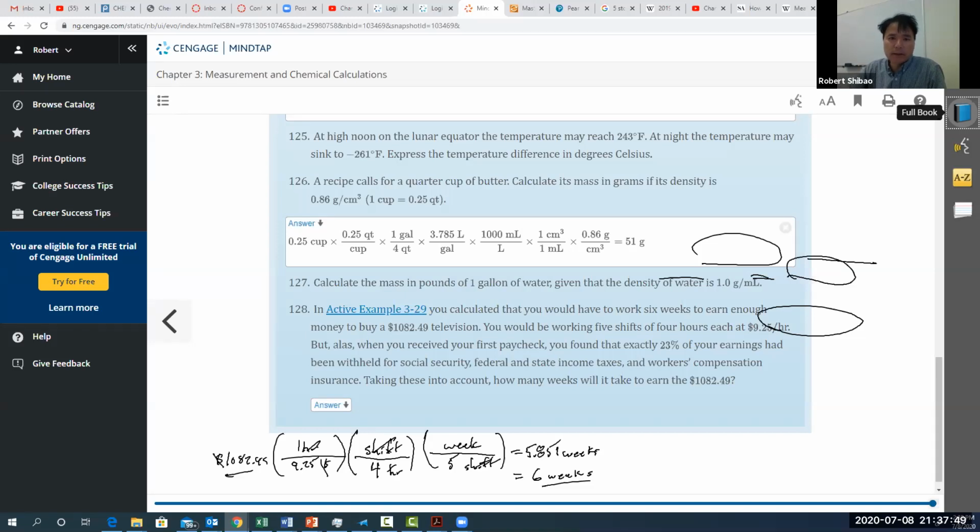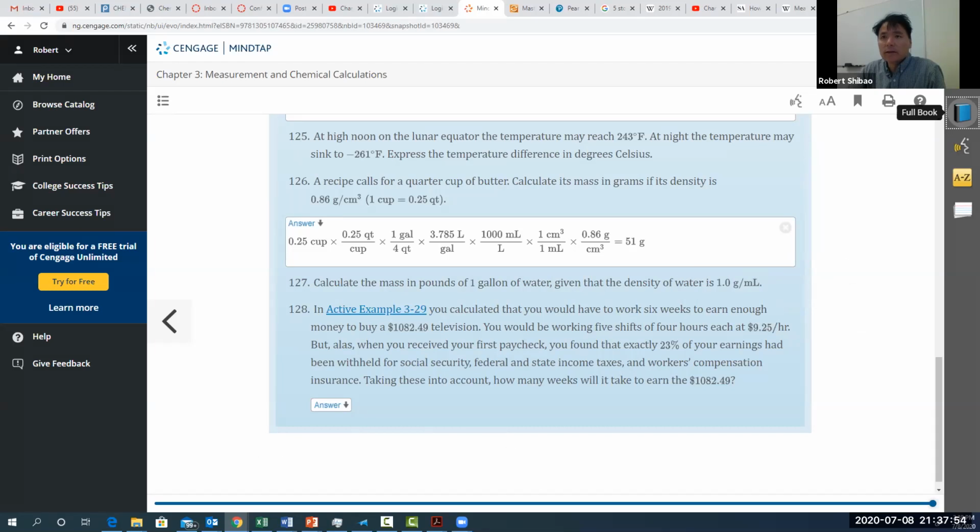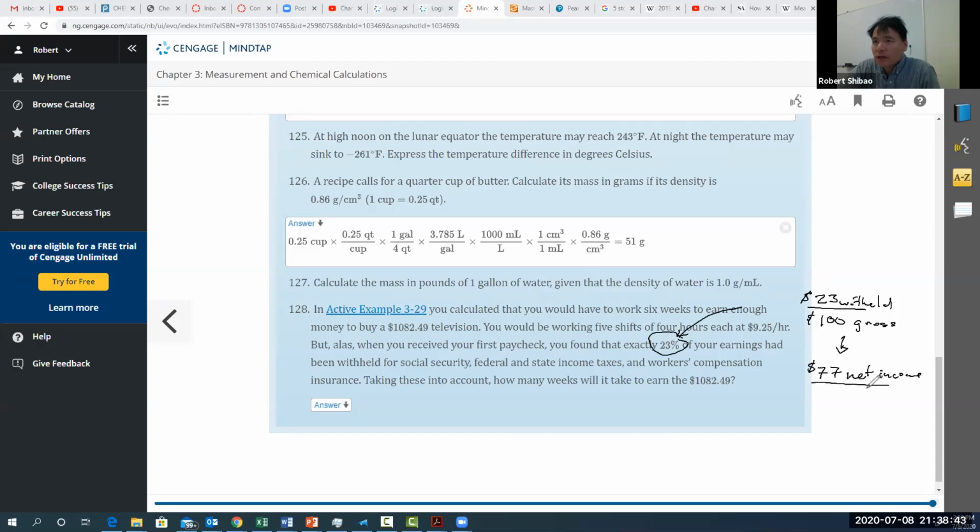And so what does 23% mean? Let me clear all this here. Second. What 23% means is, percent is what we call parts per hundred. So there's 23 out of 100. Now, it's our job to figure out 23 what out of 100. And so 23% of our earnings had been withheld. Okay, so that means $23 are withheld for every $100 that you gross. What this means is that we're going to lose 23 out of every $100 that you earn in withholdings. So that means we're only going to have $77, what we call $77 net income, for every $100 gross income, because $23 is going to be withheld.